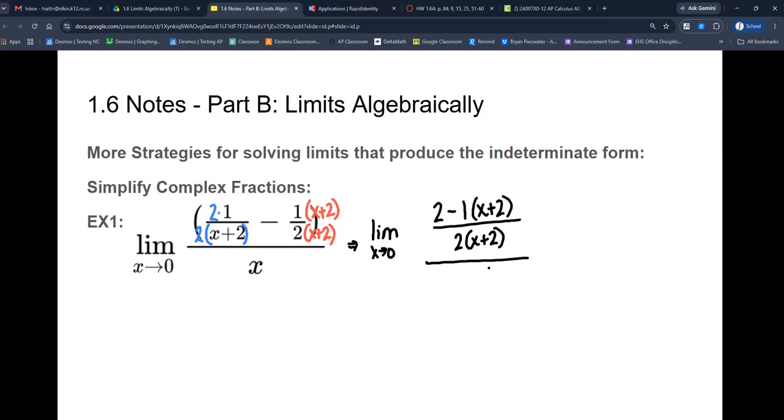And then keep in mind, you still have this x on the bottom. Don't lose it. It's very easy to lose that x because we're not really doing anything with it right now. The reason I kept this 1 right here is because when you have a minus, it's really easy to lose that minus. That negative gets distributed to both of these here. So that is going to give us 2 minus x minus 2 over 2 times x plus 2 over x.